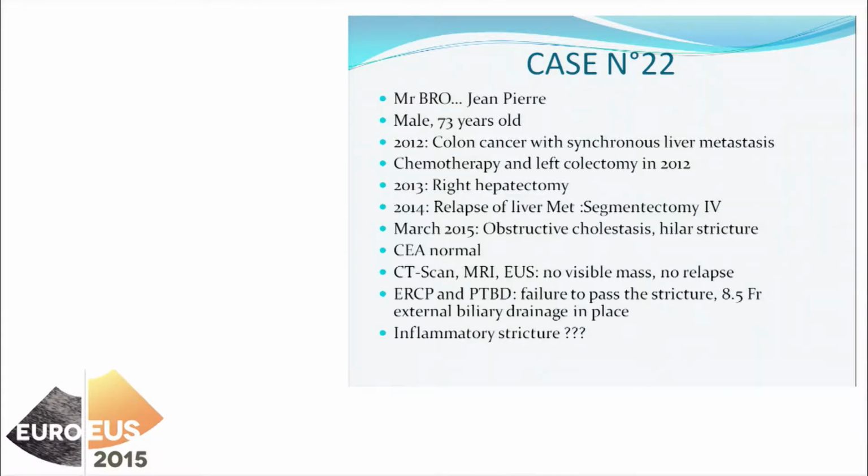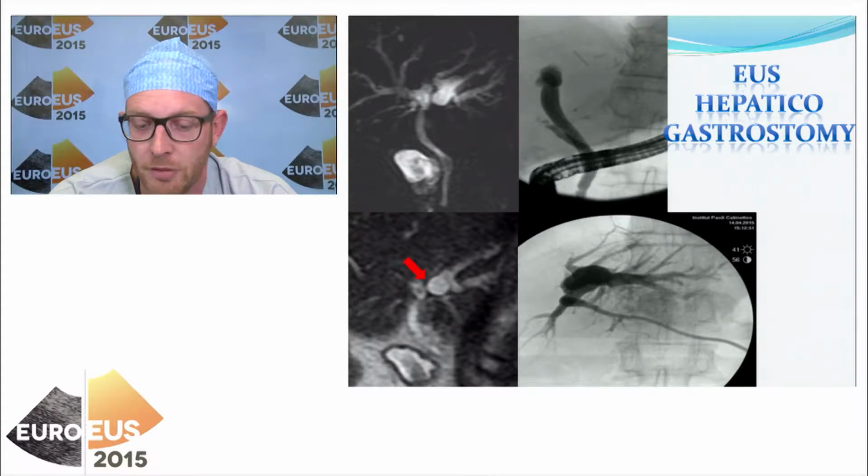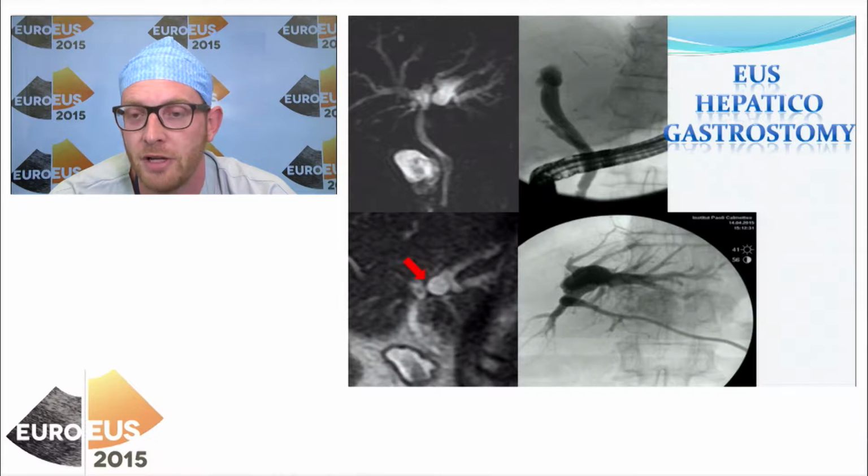CA 19-9 at this moment was normal. CT scan, MRI, EUS do not show a visible mass or relapse. ERCP and percutaneous biliary drainage do not permit passing the structure, and the 8.5 French external biliary drainage is left in place. An inflammatory stricture is suspected. So we decided to perform a hepaticogastrostomy with Dr. Bory and Dr. Devier in room 2.